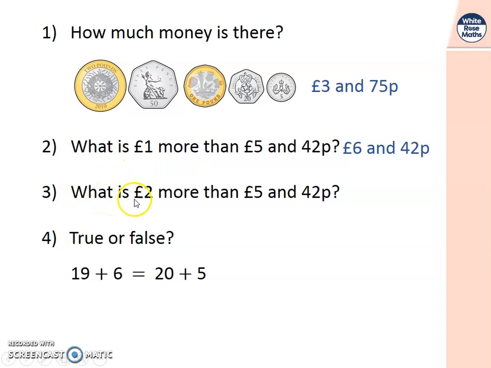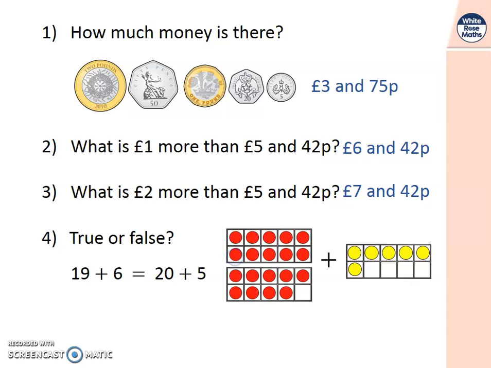Number 3. What is £2 more than £5 and 42 pence? Which bit will change? This part. It's £7 and 42 pence. And lastly, true or false? 19 add 6 is equal to 20 add 5. Shall we check? Because we're going to use this skill later on in our learning.